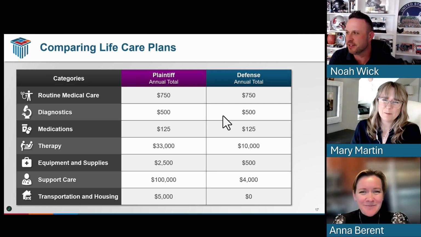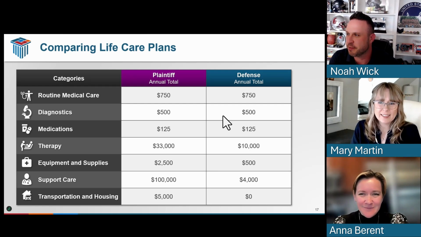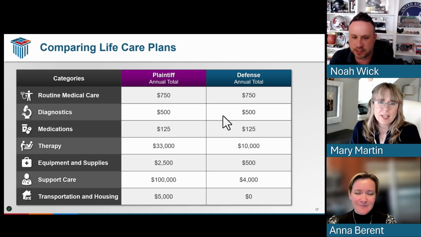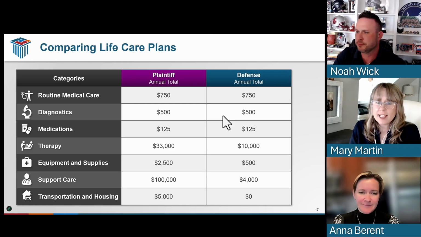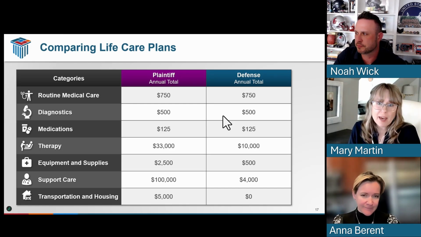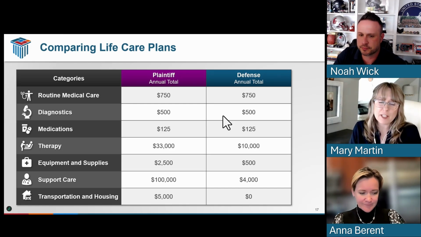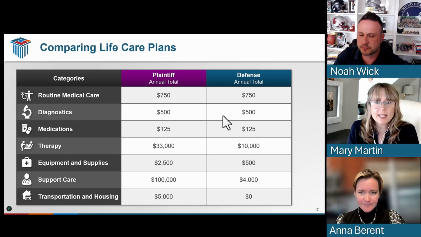All right, Mary, let's look at this slide comparing life care plans. Tell us about it. This might be distilled from two 20-page documents, right? And as Anna said, we would see this come from two ways.